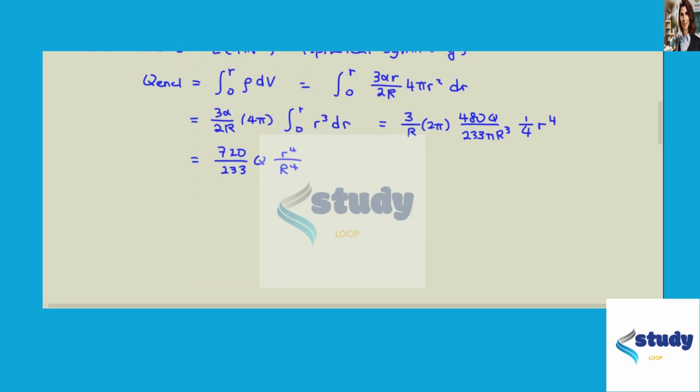Okay, so E times 4 pi r squared is equal to 720 divided by 233 q r to the 4 divided by big R to the 4. Okay, and then 1 over epsilon naught. So then you have q over 4 pi epsilon naught R to the 4, and then you have 720 divided by 233 r squared.